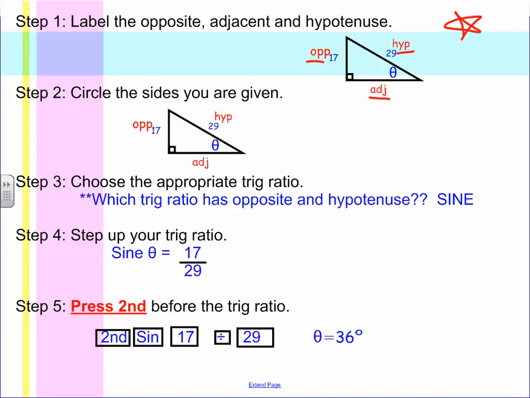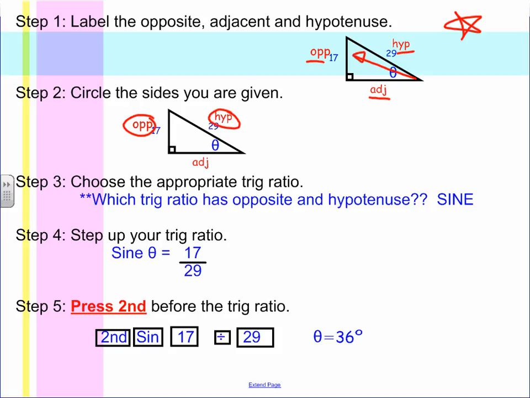Again, your hypotenuse is always across from the 90. Your opposite is always directly across from the angle that you're looking for. And the adjacent is always the third side. We then circle the sides that were given. So we circle opposite and we circle hypotenuse just to remind us which side lengths we've been given.